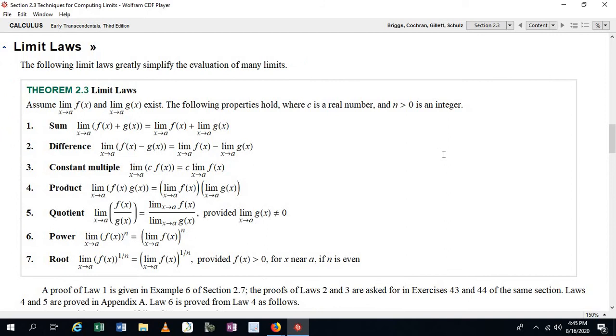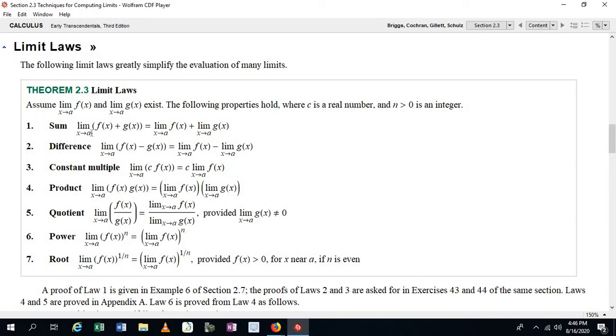Okay, now let's look at some limit laws. We have like 7 different laws here for limits that are very useful. And this is theorem 2.3. Now in this theorem, notice that we're assuming that the limit of f and the limit of g exist, so they're numbers. C is a real number, and n is an integer that happens to be positive.